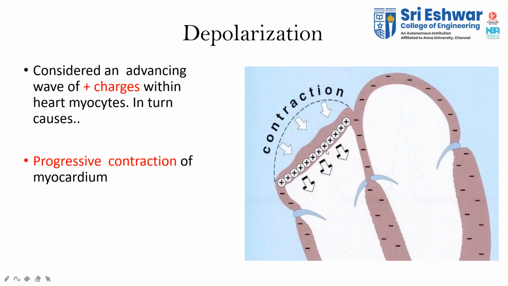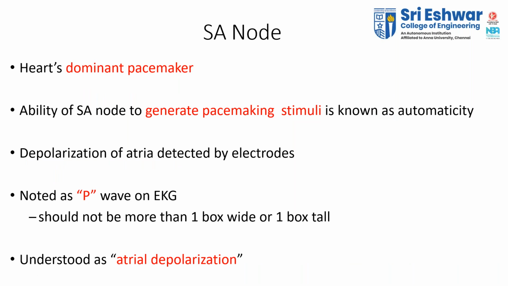Okay, so during contraction, the positive charge present on the outer side will tend to move inside the cardiac muscle. This is depolarization, right? Next is the sinoatrial node, the heart's dominant pacemaker. It is called the dominant pacemaker because this is your power source. From this point we get the biosignal, and it has the ability to generate pacemaking stimuli, known as automaticity. Naturally, this SA node stimulates your heart pumping function.